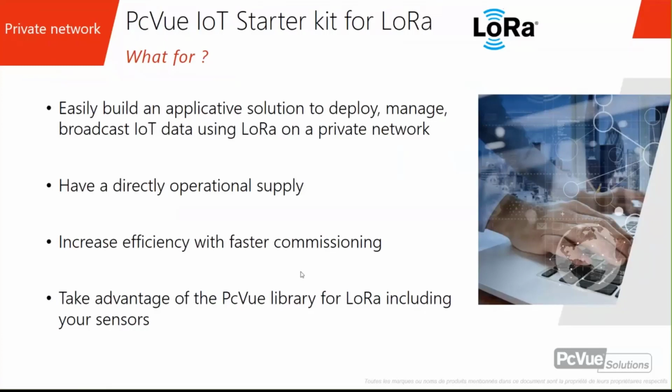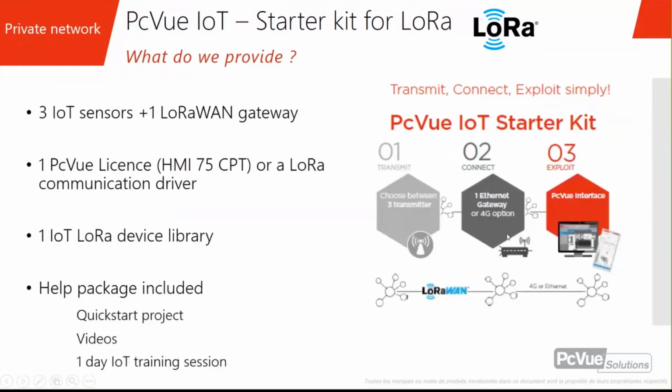What do you have inside this IoT Starter Kit? So you got several elements. First part is the hardware part, including sensors, the gateway, the antenna, and all the hardware you need. You also have inside this package the PcVue license, or if you already have a PcVue license, we offer the LoRa communication driver to add to your license.